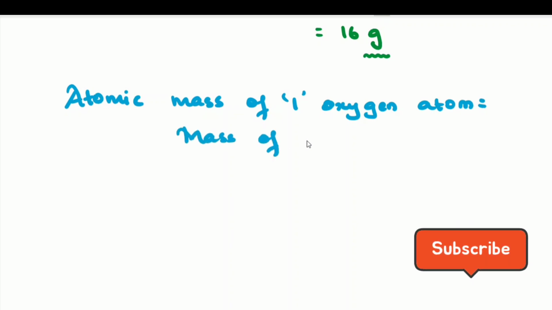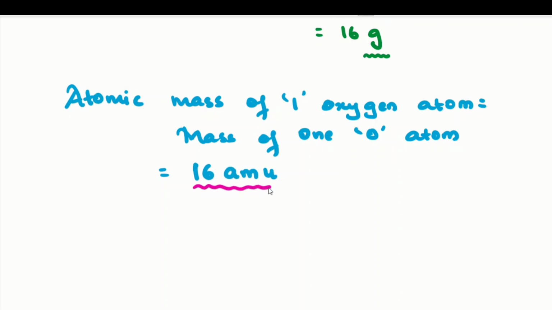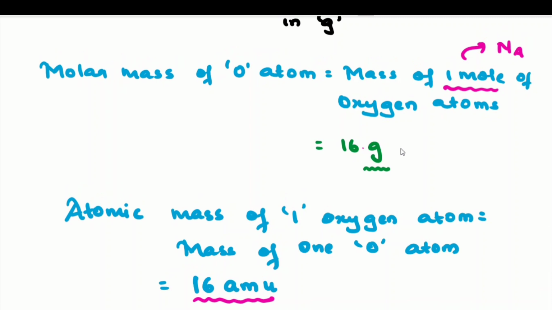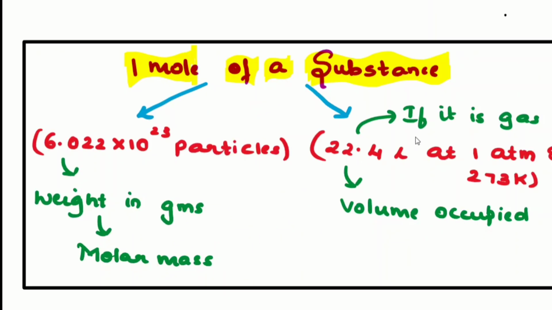Now the same way, if I write down the atomic mass of one oxygen atom, that will be nothing but the mass of one oxygen atom, which is equal to 16 AMU. So understood? 16 AMU is the mass of one oxygen atom, whereas 16 gram is the molar mass. Now let us learn the formula for mole.